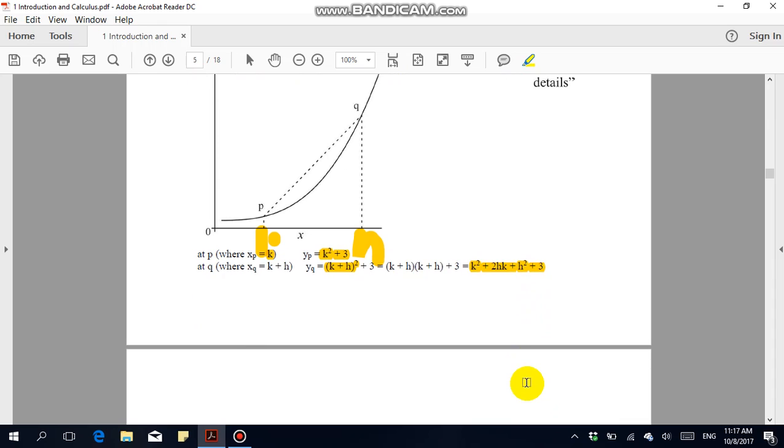So now he has his two corresponding values of y. For x equal to k, he has his corresponding value of y. For x equal to k plus h, he has his corresponding value of y again. And these are those two values.